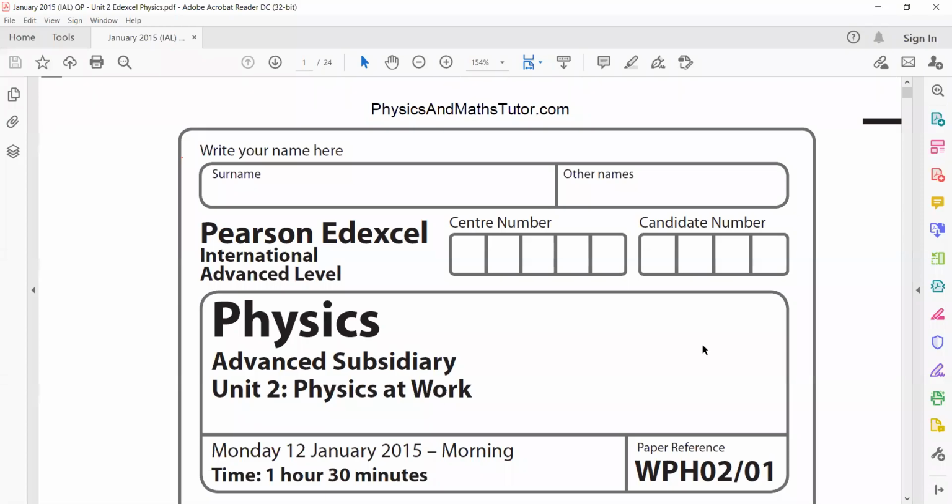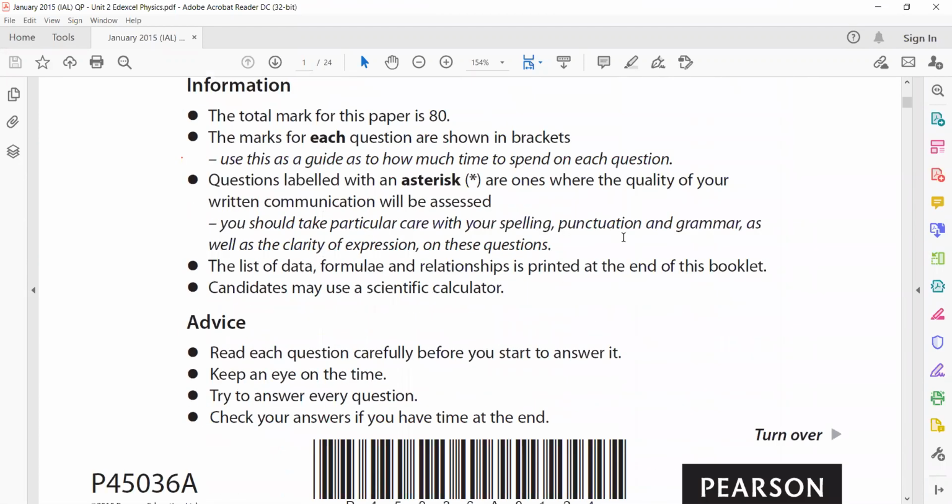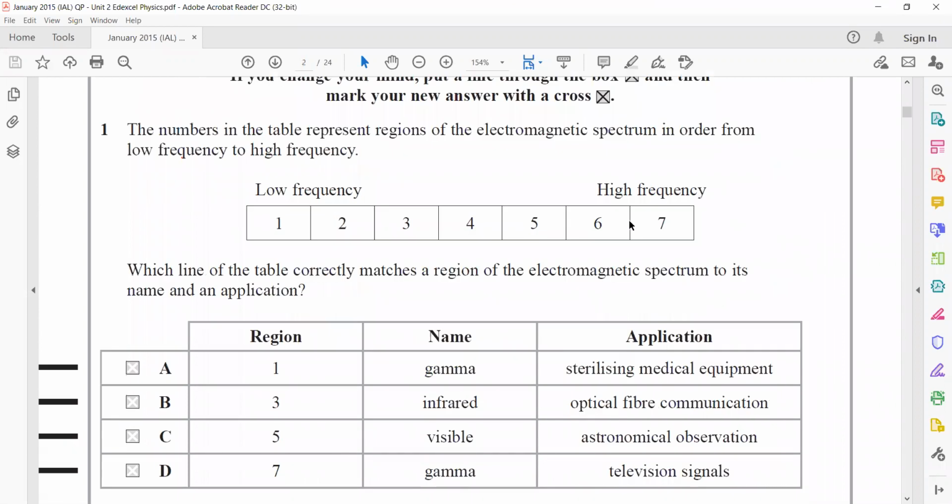Good evening, everyone. This is Unit 2 of IAL Physics, January 2015. In this session, I'll discuss MCQs.